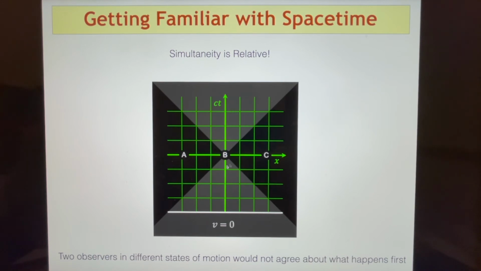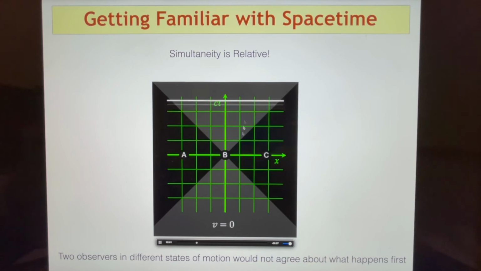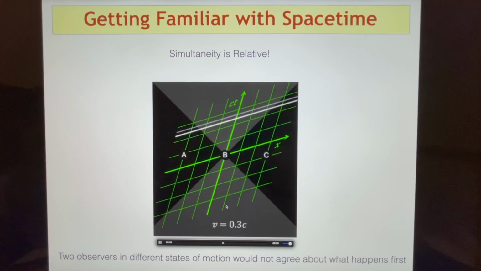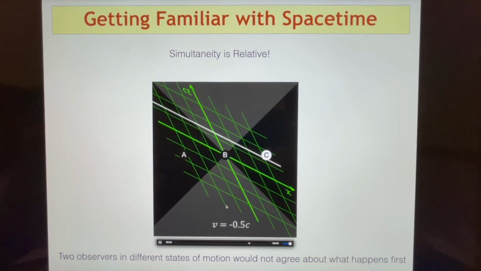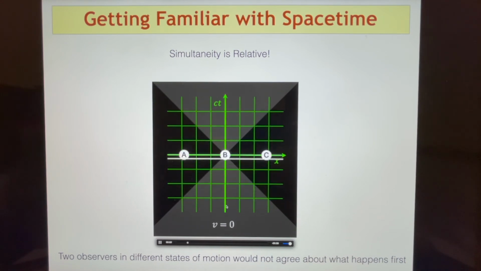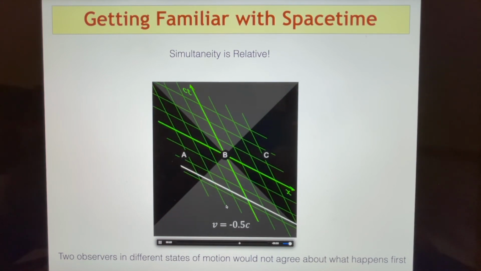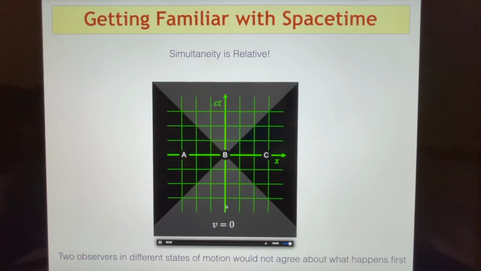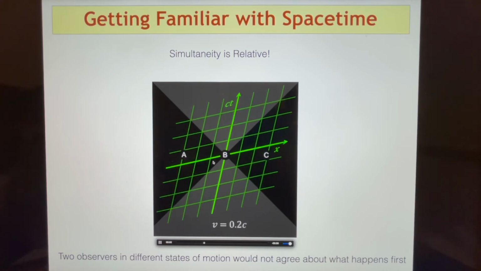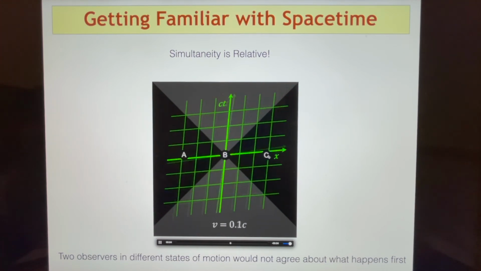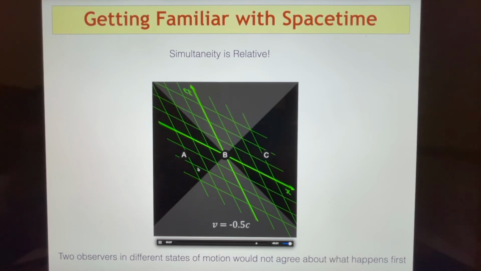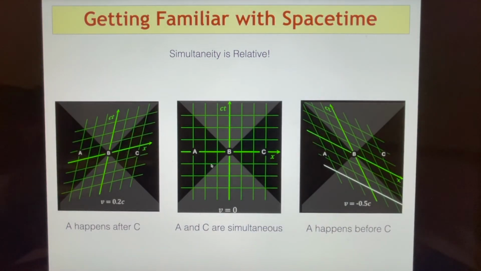For the person that's moving with this axis, that person would say A and C are simultaneous. They happen at the same time, t equals 0. But then those are the planes of simultaneity for people that move with different relative speeds with respect to those axes. And you see the effect of the hyperbolic rotation, of the Lorentz boost. For the person that moves towards the right, C happens first. And for the person that moves towards the left, A happens first. So the notion of simultaneity is relative.